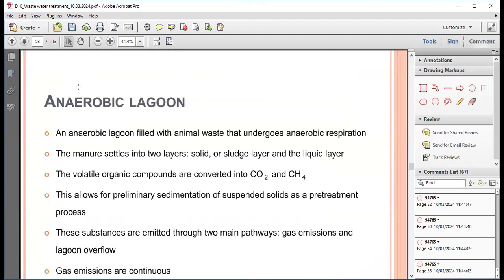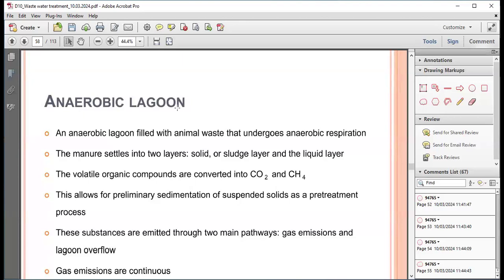Then okay, this is one: anaerobic lagoon. Lagoon means, you know, like a pond. Anaerobic lagoon filled with animal waste undergoes anaerobic respiration. Respiration means the reaction. The manure settles into two layers, a solid sludge layer and a liquid layer. The volatile organic compounds are converted into CO2, carbon dioxide, and methane.